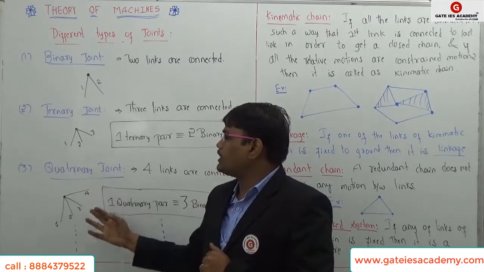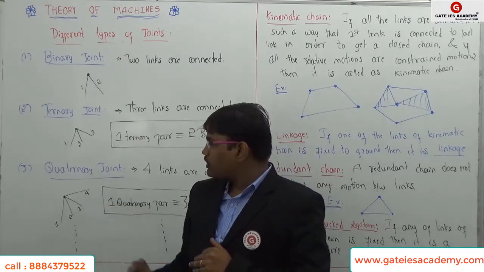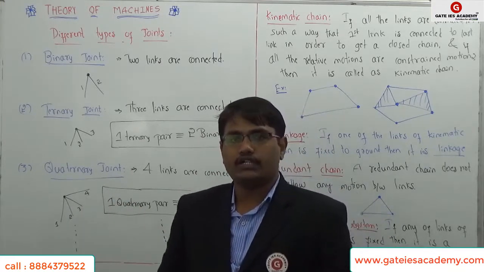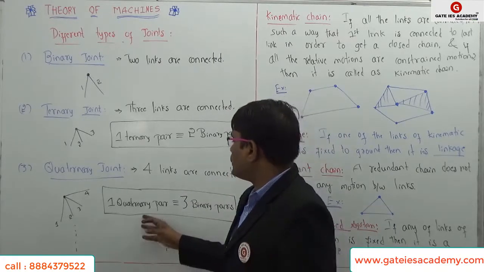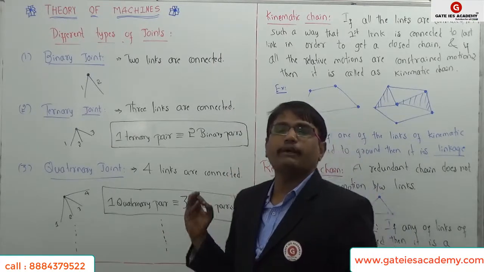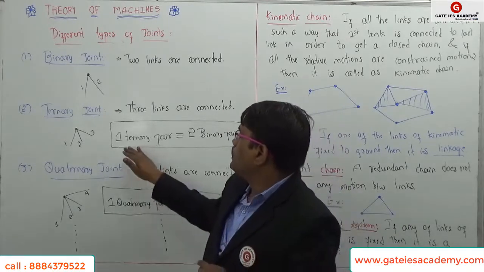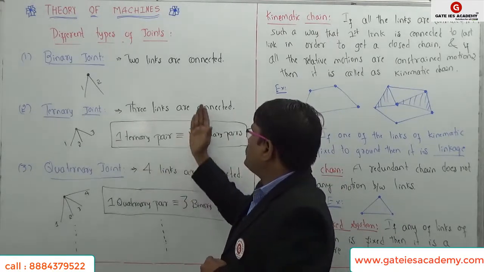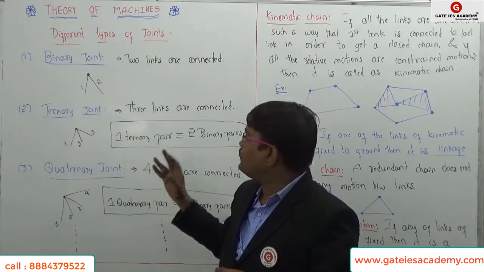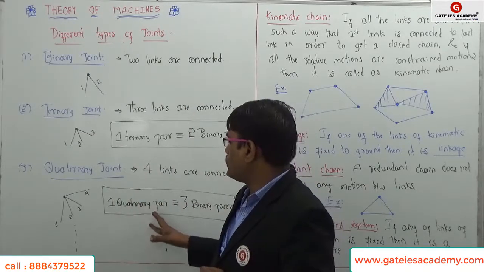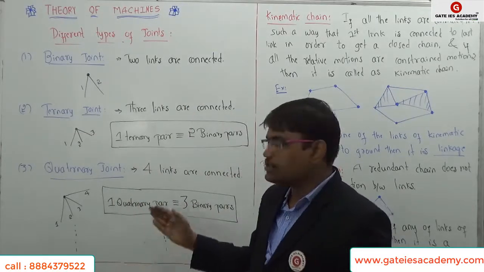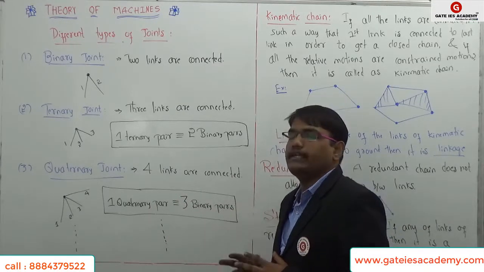So similarly, quaternary joint, four links are there in the quaternary joint, and one quaternary joint is equal to three binary pairs. Just reduce by one. Ternary, just reduce it by one. 3 minus 1 is 2, two binary. Quaternary means four links, reduce it by one, three binary pairs.